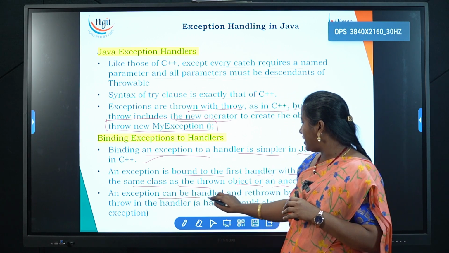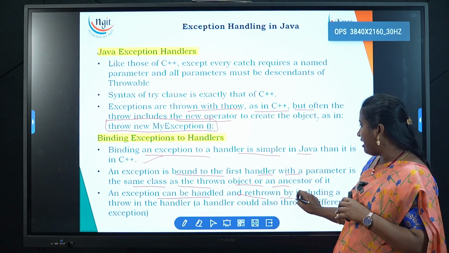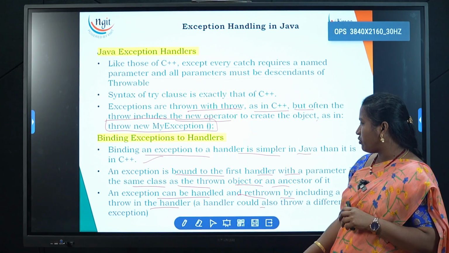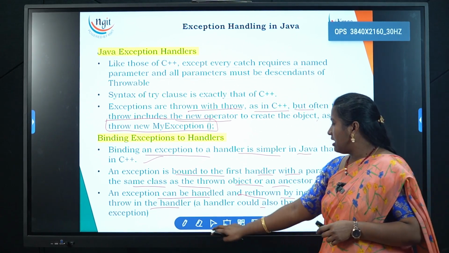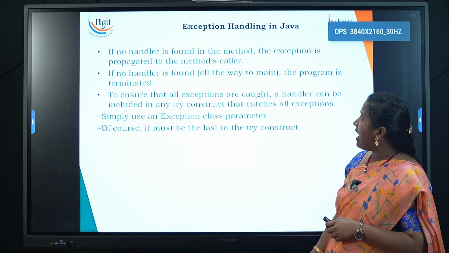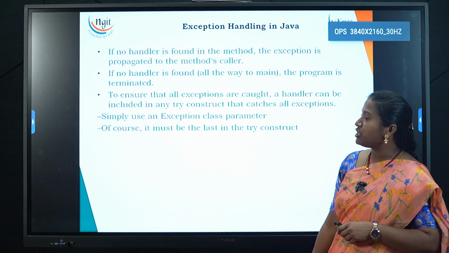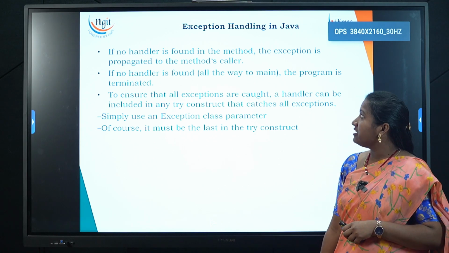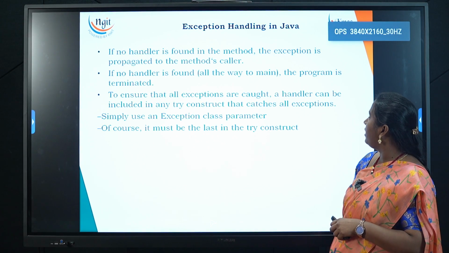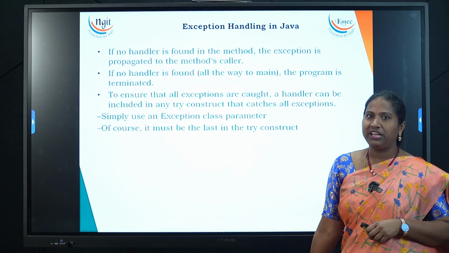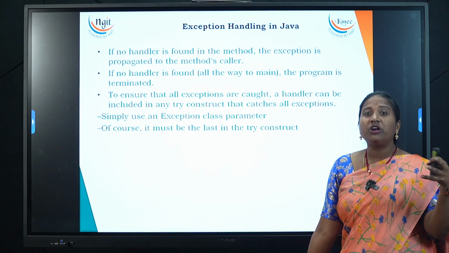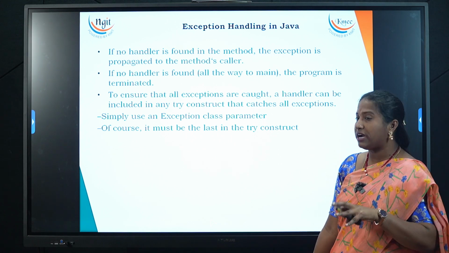An exception can be handled and rethrown by including a throw in the handler. A handler could also throw a different exception. And if no handler is found in the method, the exception is propagated to the method's caller. If no handler is found all the way to main, the program is terminated. So that's what we learned even in C++. If the exception is not handled, we throw that exception.